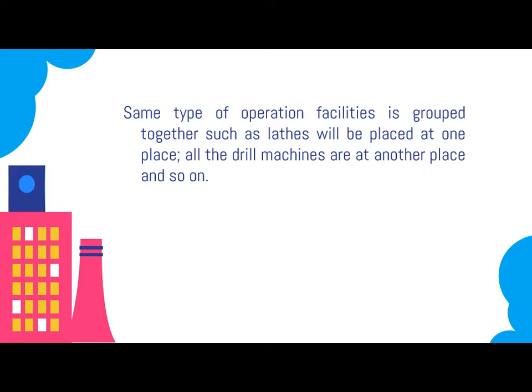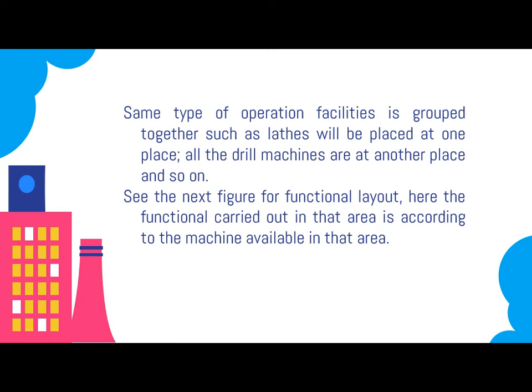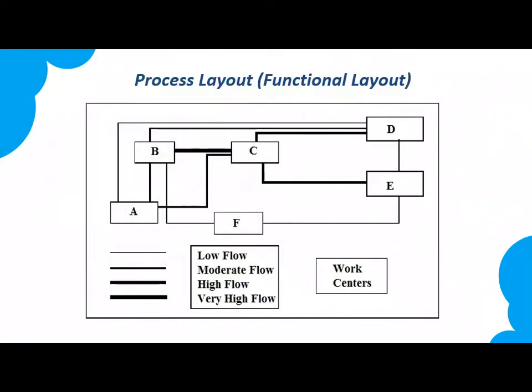Same type of operation facilities are grouped together, such as lathes will be placed at one place, all the drill machines at another place, and so on. See the next figure of functional layout, that is process layout. Here the functions are carried out in the area according to the machines available in that area.